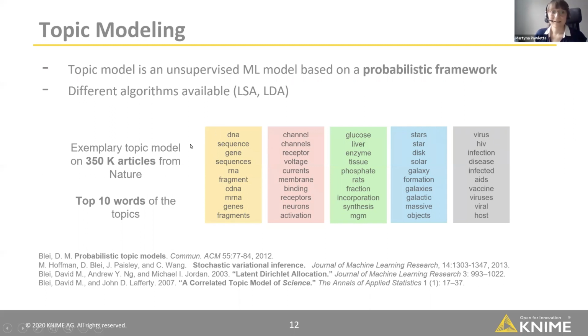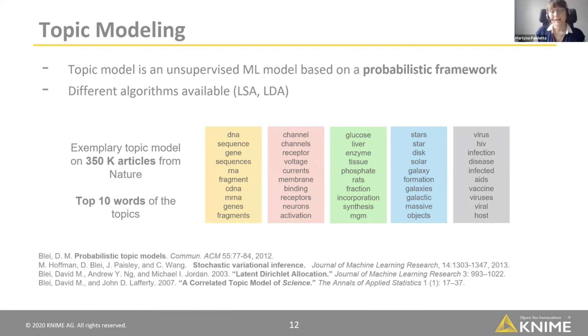And of course, every document is a mixture of topics, as I said. So it could be that a document has 80% of topic 1 and 20% of the virus topic in it. But then the main topic will be, let's say, the topic with the highest weight.